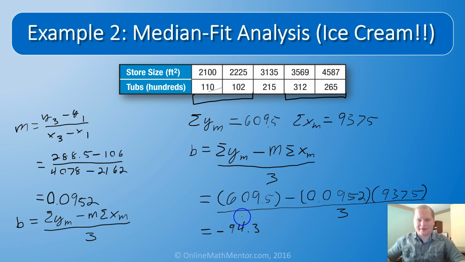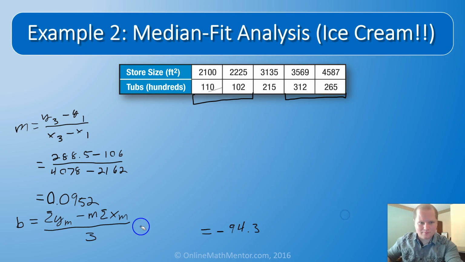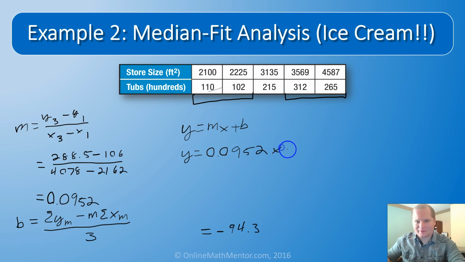Now if we were to put all this back together in our slope-intercept formula, what we would get would be y is equal to mx plus b. And we know that m was 0.0952, x plus b, which we found was negative, so this is actually minus 94.3. And that is finally our answer.